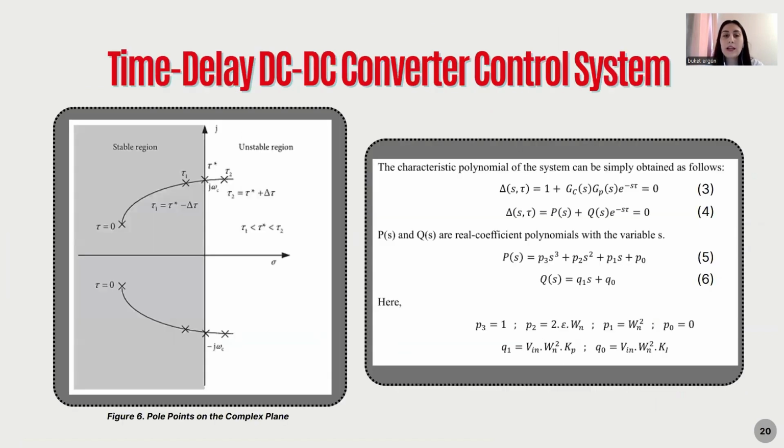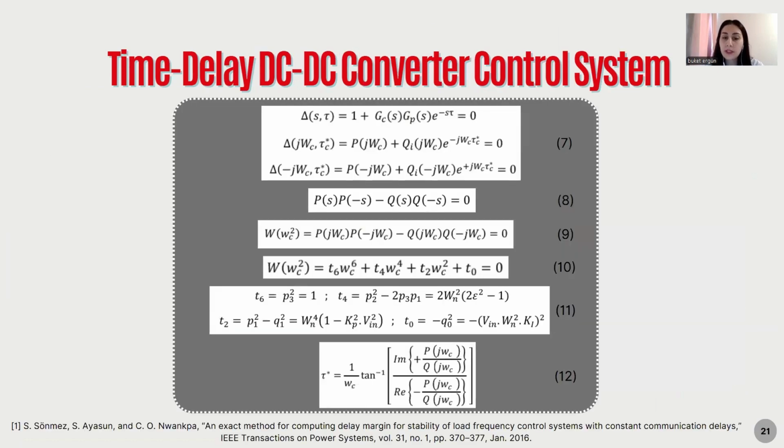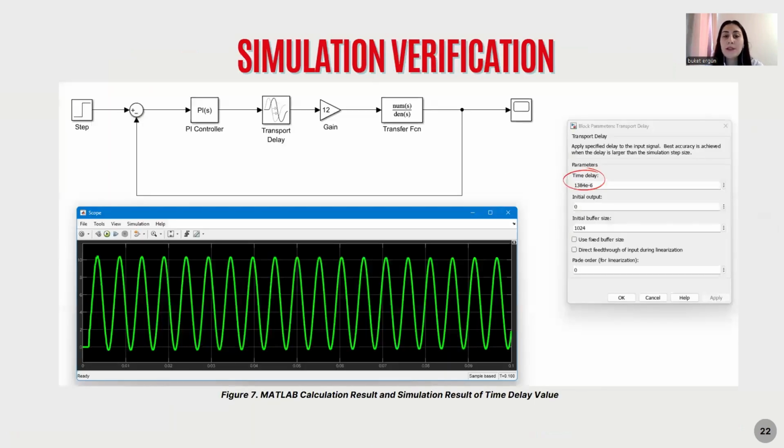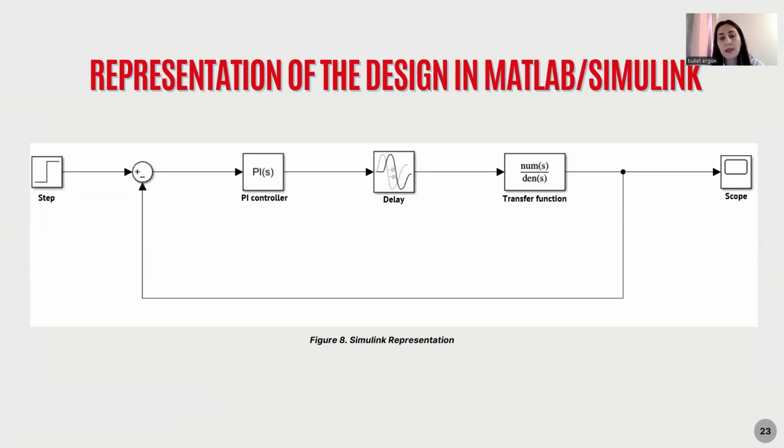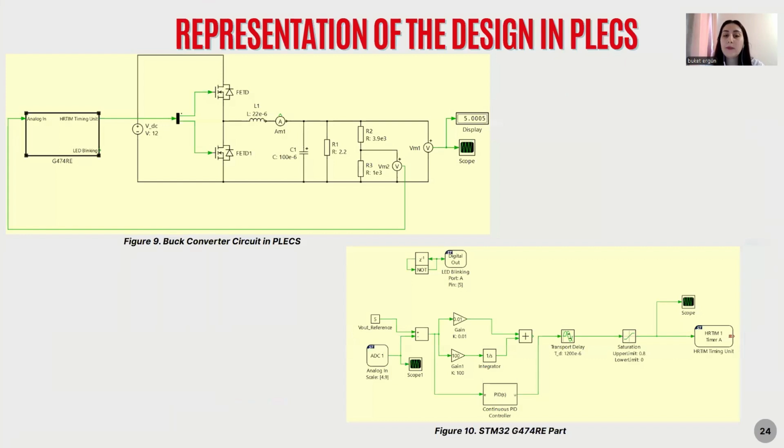Next, the exponential elimination method was used to derive the characteristic polynomial of the system. As a result of the process, a sixth-degree equation was obtained. The real roots of this equation were found, and the time delay value was calculated based on specific KP gain parameters. The time delay value obtained from the theoretical calculation is 1384 microseconds. This value was verified in MATLAB Simulink, and these results show that the system remains stable. The system flowchart implemented in MATLAB Simulink is shown here. In the Plecs application, both the converter and microcontroller system were modeled with the processing delay block.